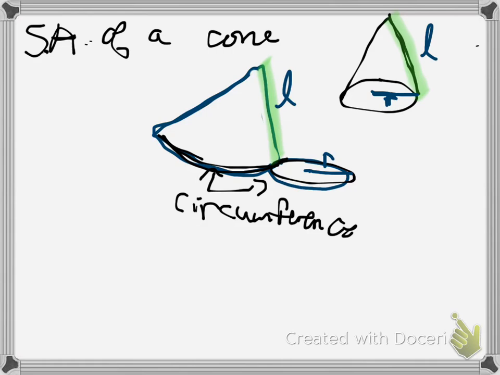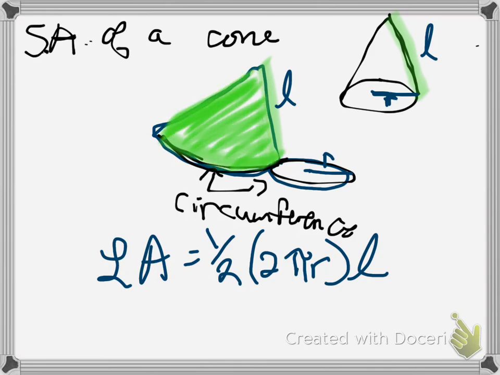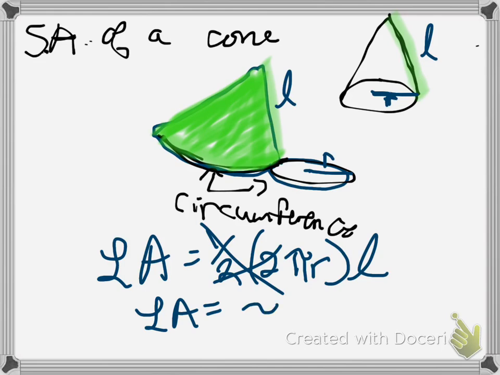All right, so the lateral area is going to be 1/2 times your circumference, which is 2 pi r, times your lateral height. That would find you this whole area in here, your lateral area. So you have your slant height times your circumference. We can simplify this down, so lateral area equals, cross those out, just pi r slant height.